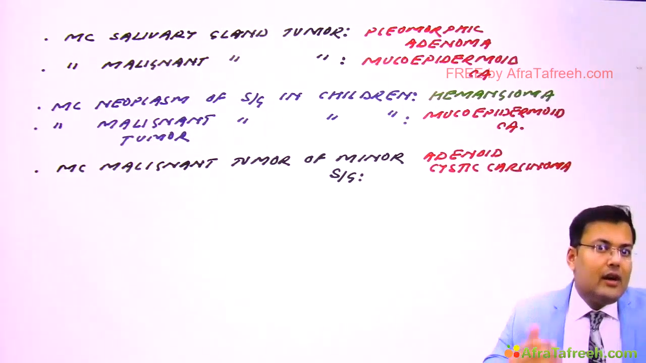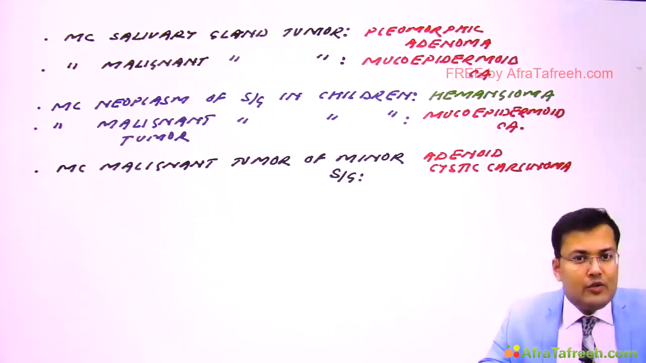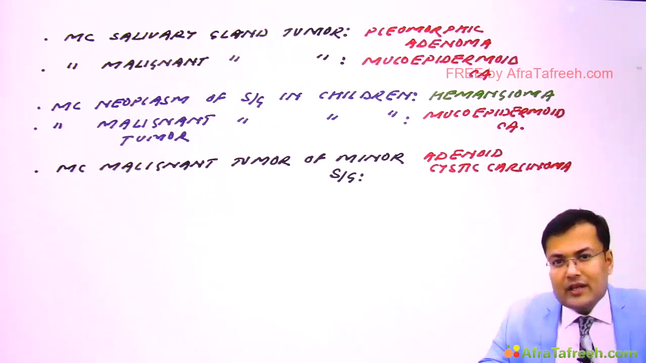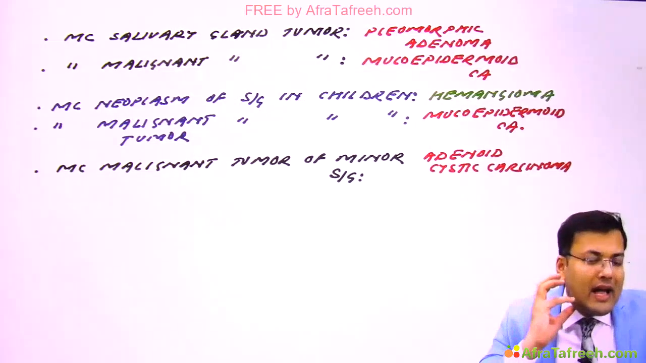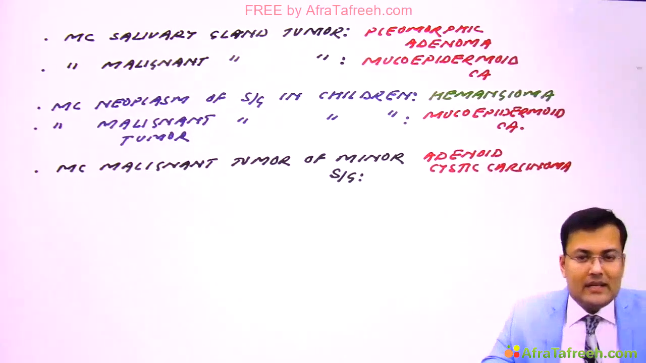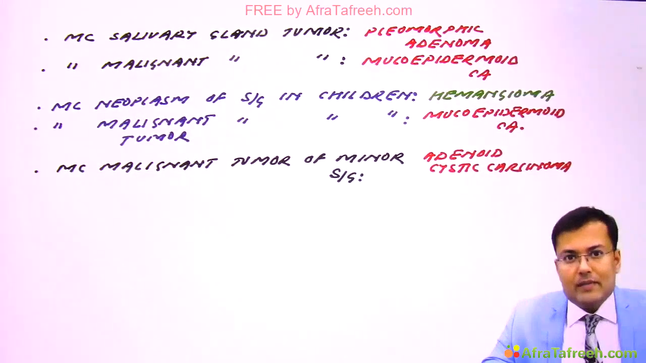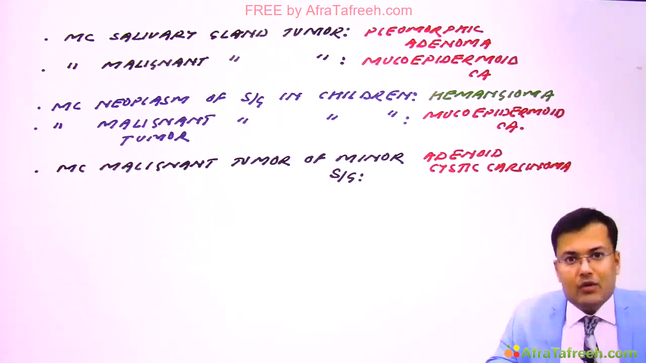Otherwise, pleomorphic adenoma is more common in parotid. Warthin's tumor, mucoepidermoid carcinoma, acinic cell carcinoma, these three are exclusively seen in parotid. And lymphoma and metastasis to salivary gland are also more common in parotid. Why? Because of the rich lymphatic network of parotid.